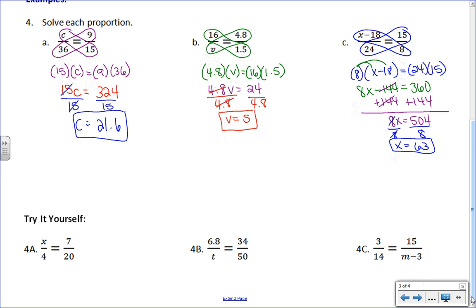Alright, and then there's 3 for you to try on your own. So go ahead and pause the video, work through those 3 problems, and then when you're ready to check your answers, go ahead and hit play so that you can restart the video, and you can check and see how you did on those 3.